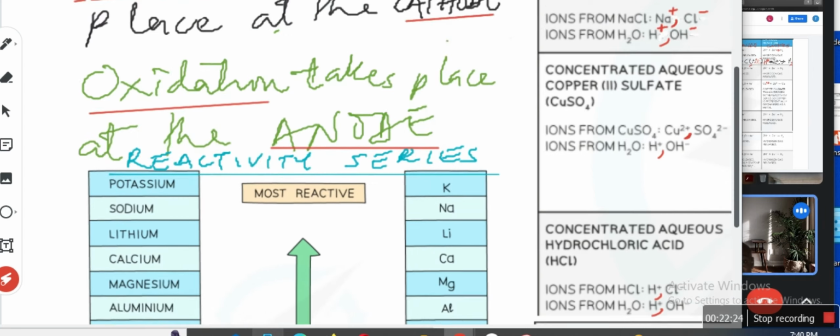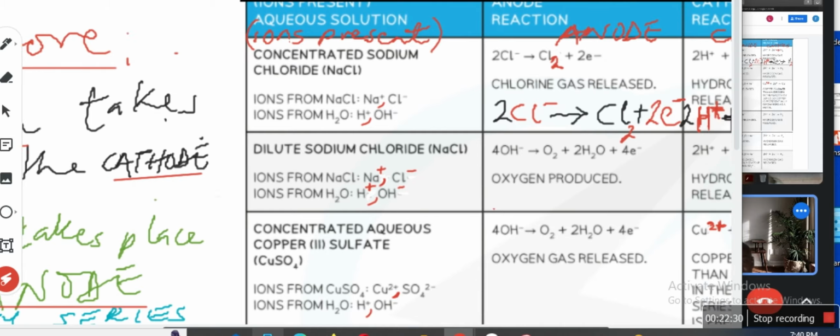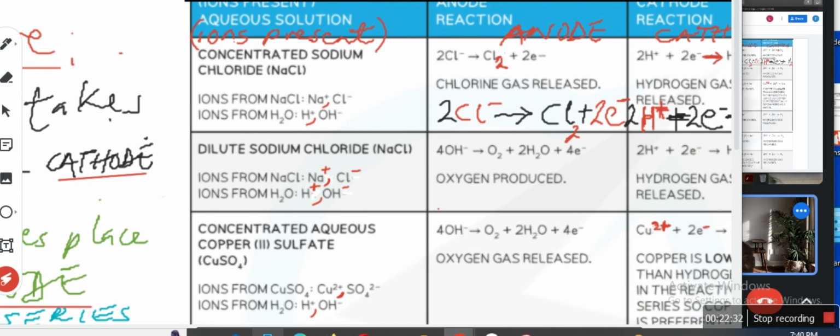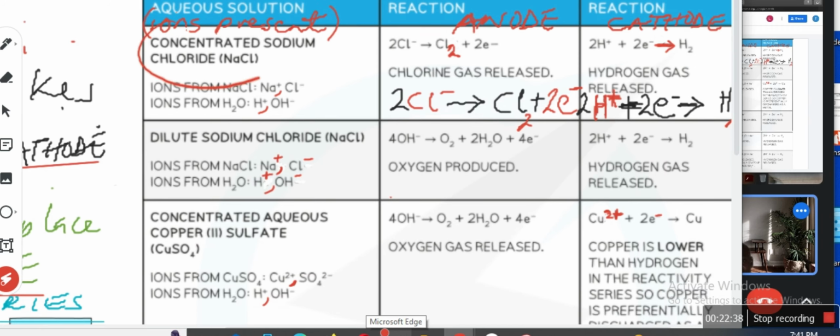And that is going to explain something. In fact, let me say this before we move forward. Look at this. Go to the table. I want to use that table to explain something. Look at the first heading. What do we have there? Concentrated sodium chloride. When you have sodium chloride as an electrolyte, concentrated means it is in a solution.